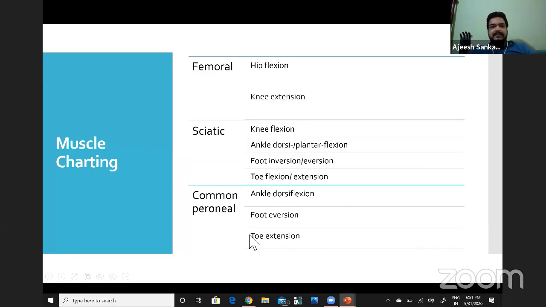and then go on to muscle charting. In presentation, what we would see is that femoral nerve injuries would present with weak hip flexion and knee extension. Sciatic nerve injuries at the thigh level, which basically means that both the components are involved, should present with weakness of knee flexion and complete paralysis at the ankle and foot. And if it's isolated common peroneal, that should be a paralysis of the ankle and toe dorsiflexors, and foot eversion if the superficial peroneal part is also involved.